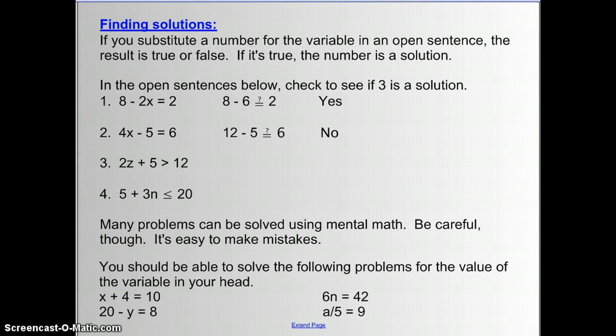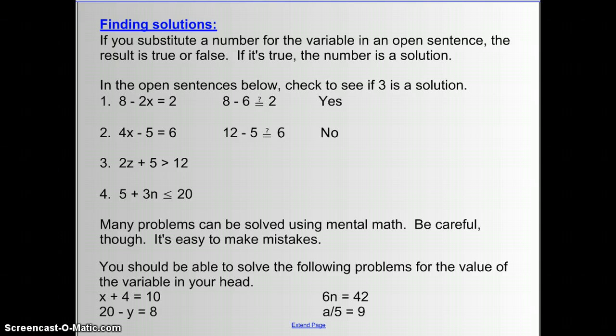Finding solutions is when you substitute numbers for the variable in these open sentences. Okay? And when you do, you can find that they're either true or they're false. If it's true, then the number is indeed a solution to the open sentence. So we're going to look at some open sentences below, and we're going to check to see if 3 is a solution. So we're going to substitute 3 for the variable.